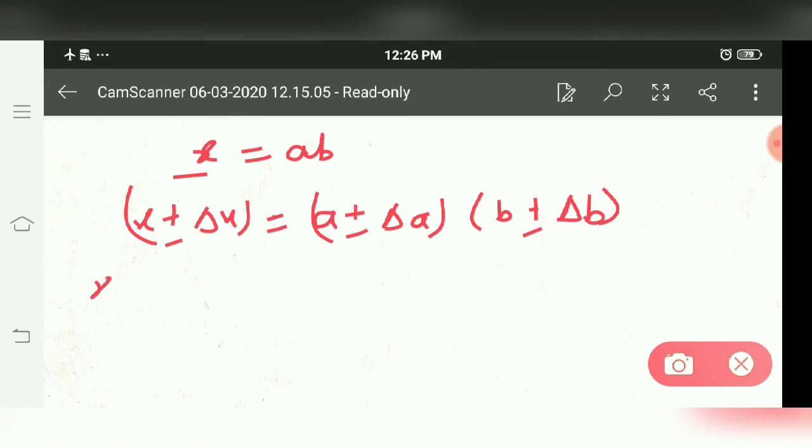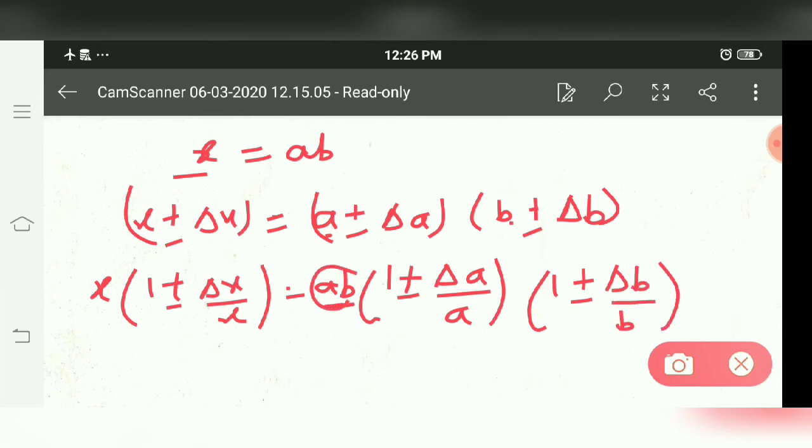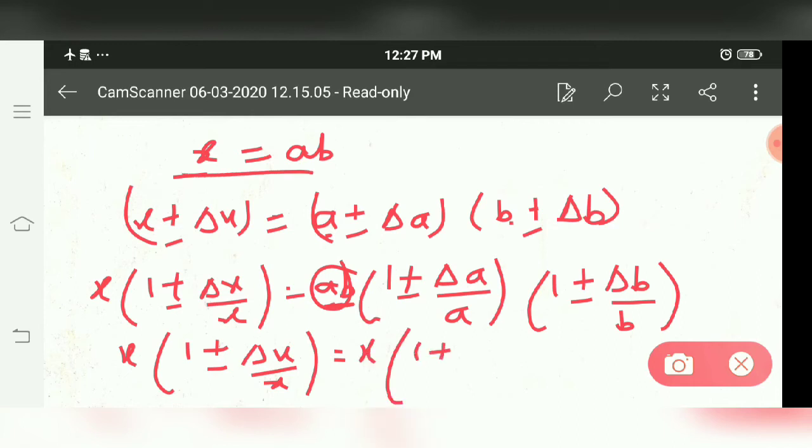If I take x common, we get 1 plus minus delta x upon x. If we take a common from here, we get 1 plus minus delta a by a. If we take b common from here, we get 1 plus minus delta b by b. So this a into b is again x. So x times (1 plus minus delta x upon x) is equal to x. Actually this is x times (1 plus minus delta a upon a) into (1 plus minus delta b upon b).